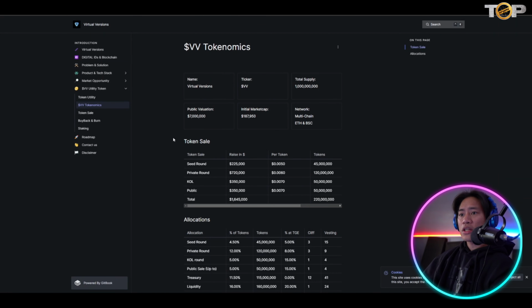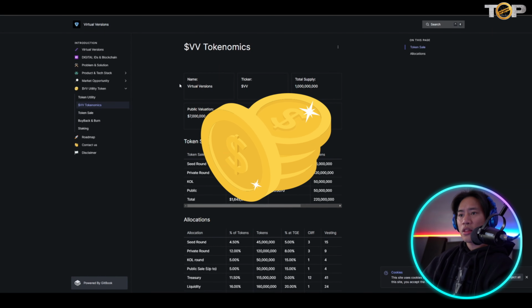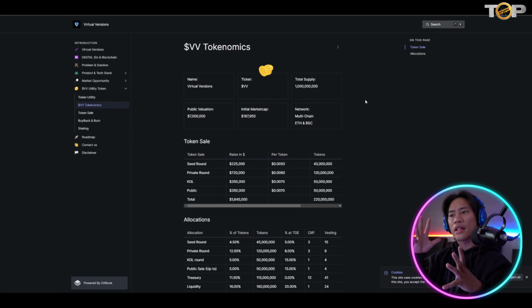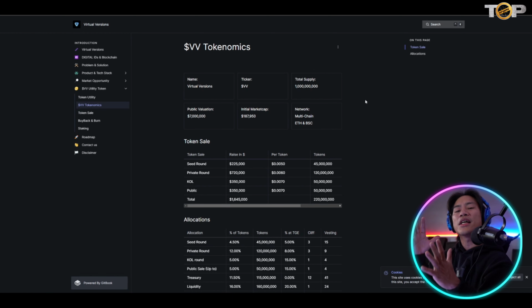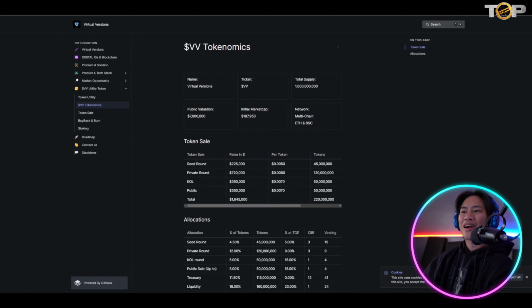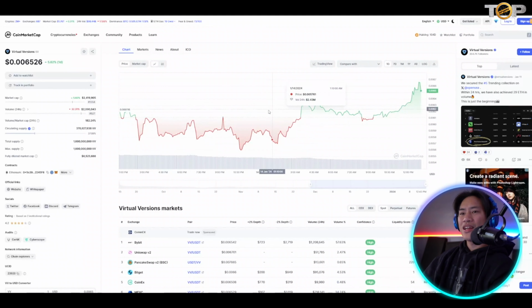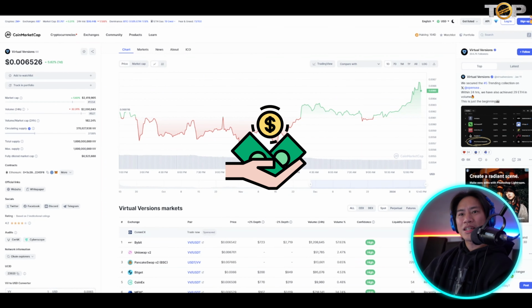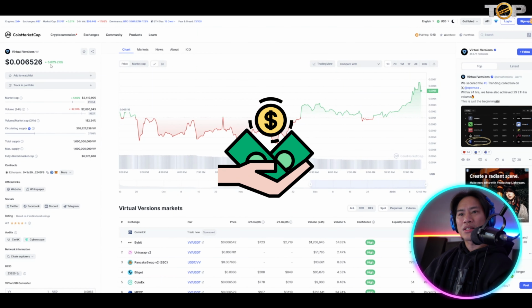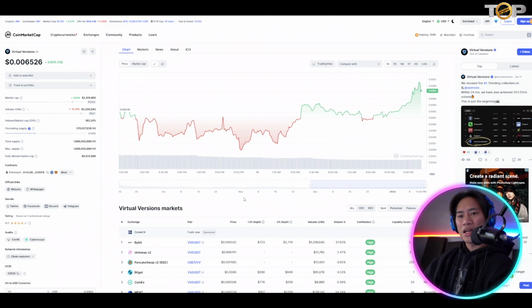All right, and for the tokenomics, guys, you have all this information right here. The total supply that they are going to be issuing is 1 billion tokens, and the initial market cap will be at 187,950. Let me go ahead and show you their market cap right now and their token price. So the token price is at 0.006526. It's up 5.6% since yesterday. And the market cap that they already have is $2.4 million already.